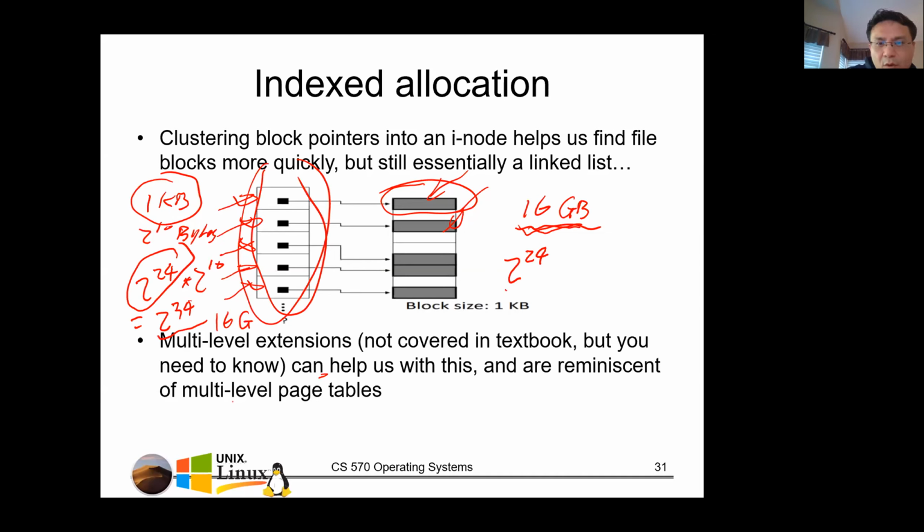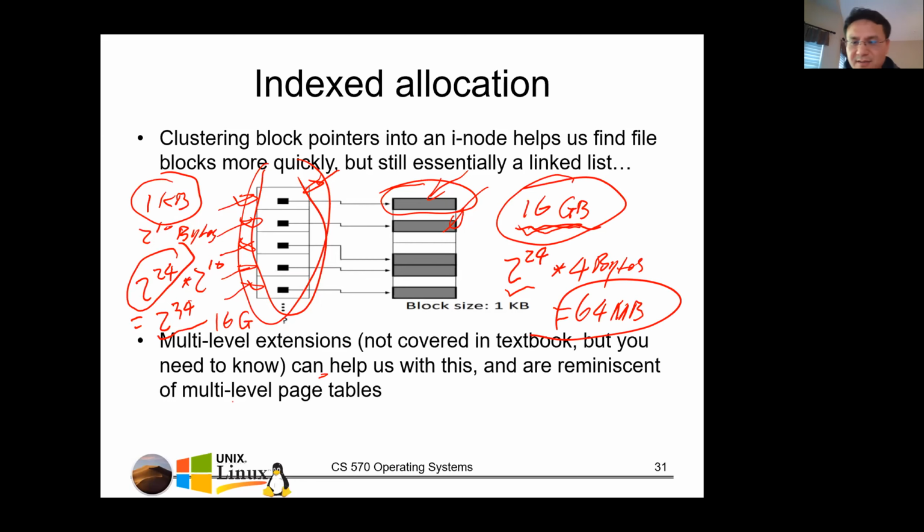Each entry here is a pointer. Let's say each entry is 4 bytes. This would be 64 megabytes. So you need 64 megabytes just for describing one file of this size. That's not ideal, so we do need to look at the multi-level extension of this.